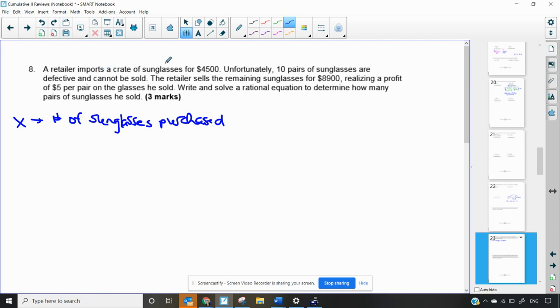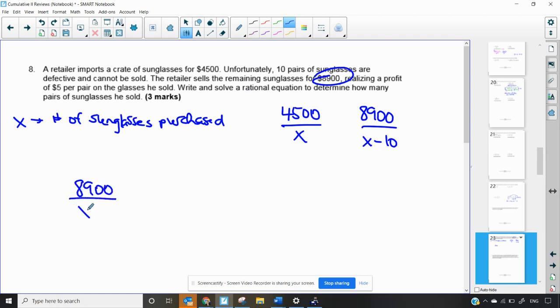So we buy a crate of sunglasses for $4,500. So $4,500 divided by however many sunglasses I bought would give me the cost per sunglasses. But then 10 pairs were defective, and we sold the remaining pairs for $8,900. So that would be $8,900 divided by x minus 10, since 10 of the pairs were broken. And then it says they realize a profit of $5 per pair on the glasses he sold. Well, the amount of money that we made minus the amount of money that we spent should give us our overall profit, which is $5 per glasses.